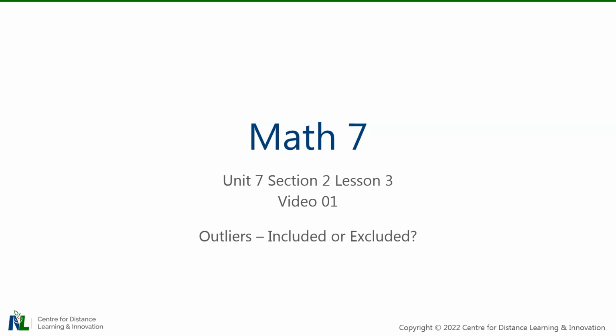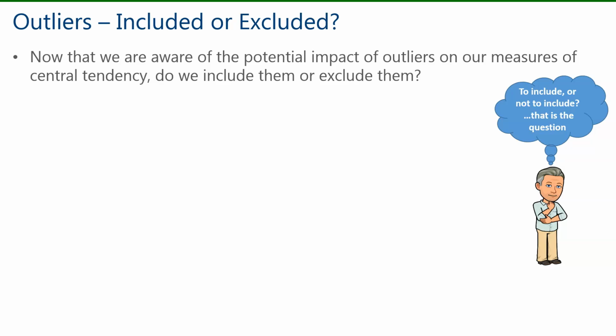Now that we have an understanding of outliers and their potential influence on sets of data, especially in determining measures of central tendency, in the final lesson of Section 2, we will investigate when outliers should be included or excluded. To include or not to include? That is the question. Now that we are aware of the potential impact of outliers on our measures of central tendency, do we include them or exclude them?